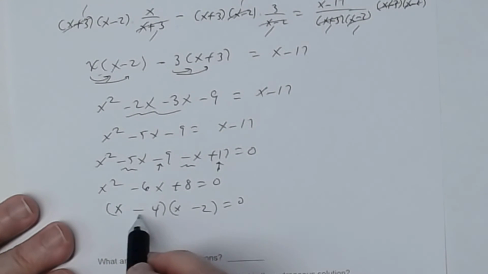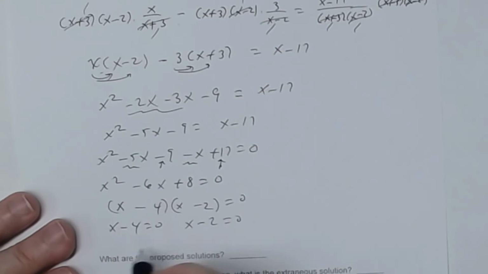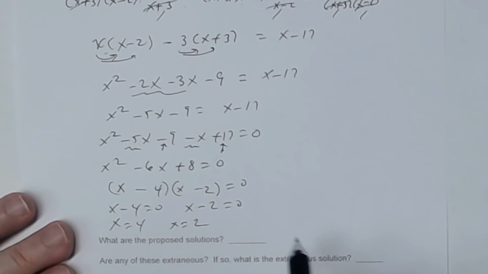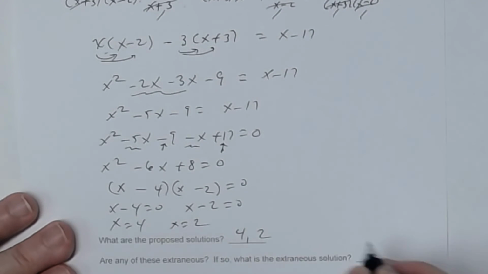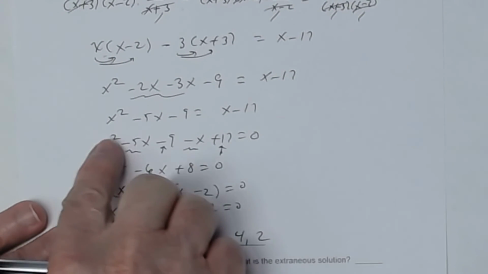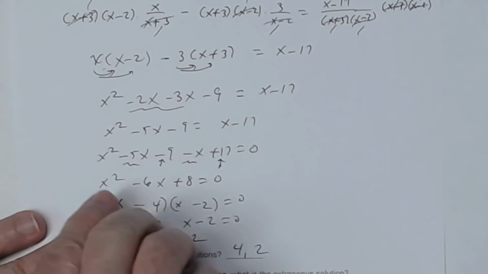And now I have two factors whose product is 0. So the zero factor property says one of them has to be 0. That's the only way you can get a product of 0. So I'm going to set each of those equal to 0. And so I get x equal 4 and x equal 2. Now those are your proposed solutions. So my proposed solutions are 4 and 2. Those are the solutions to this quadratic equation.